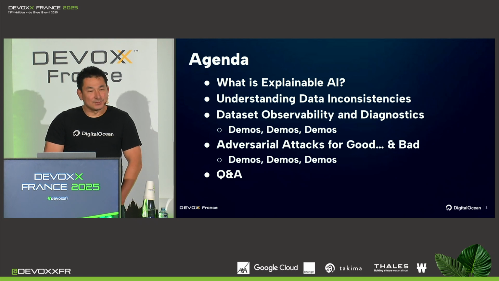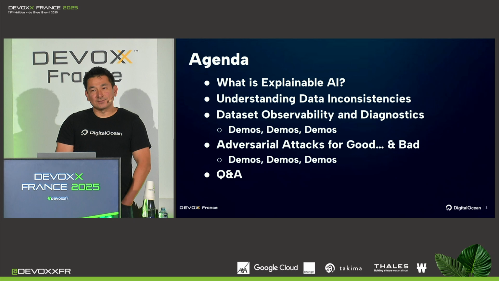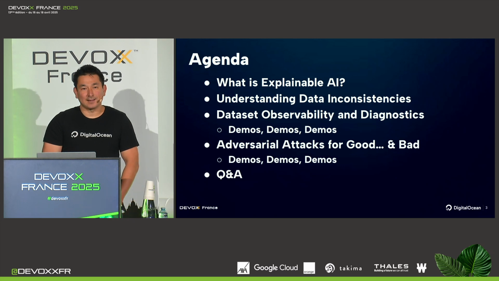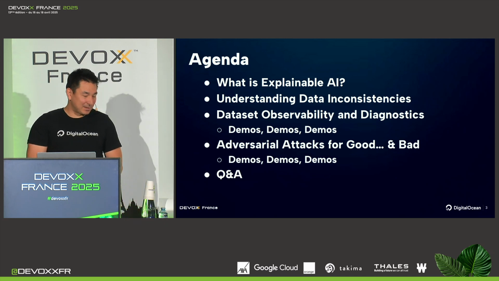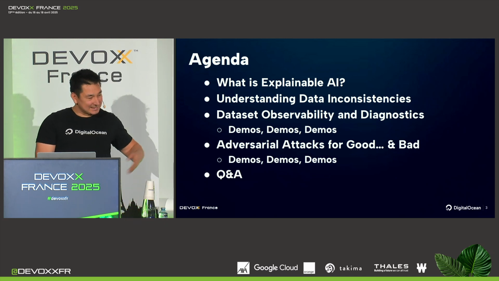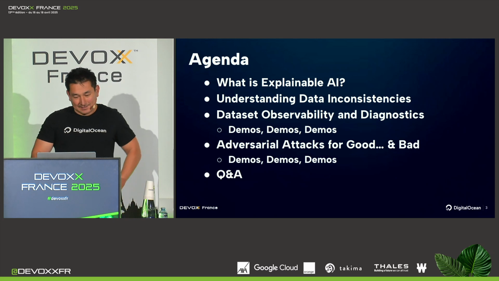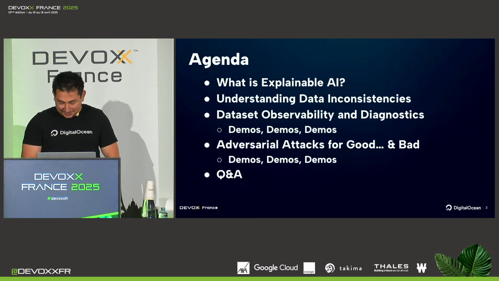And then we're going to look at adversarial attacks for good and bad. So hacking AI and ML systems. Do a whole bunch of demos there. I'll do a live one, which I think is pretty cool. We'll see if this will work out. And then we'll have some Q&A at the end here.